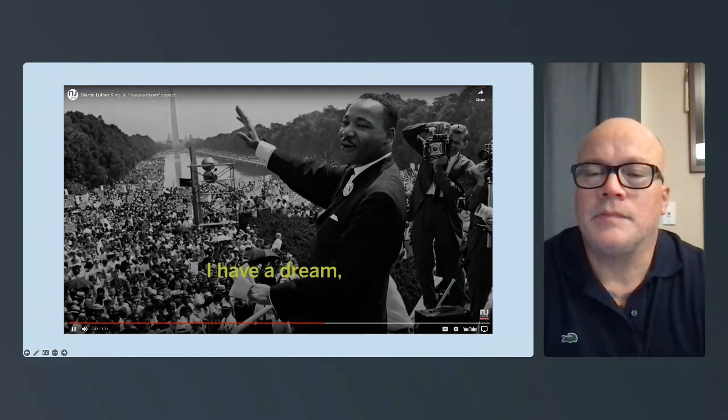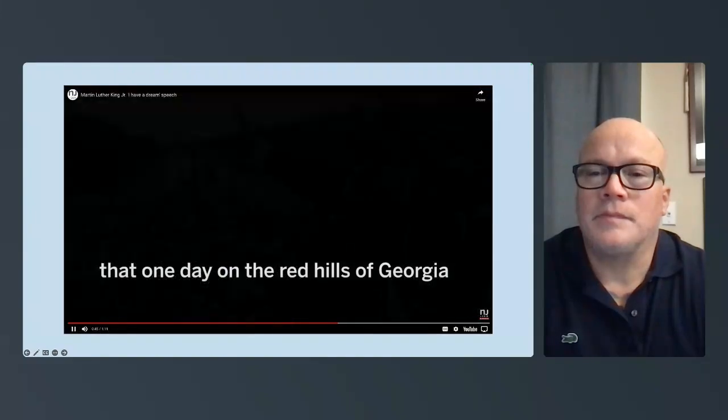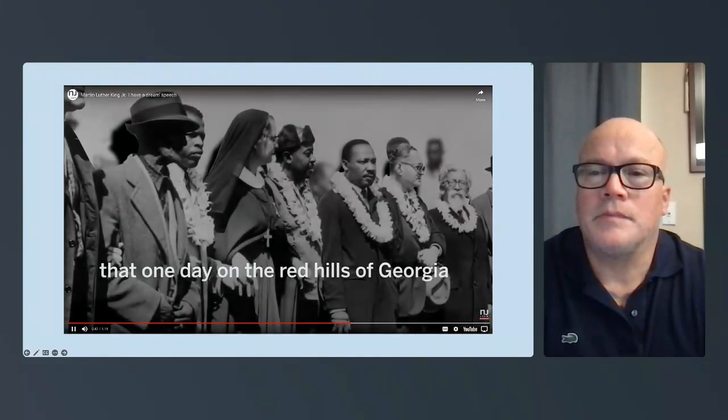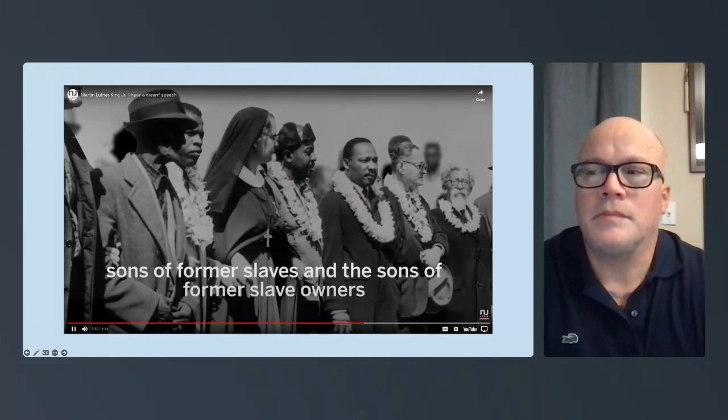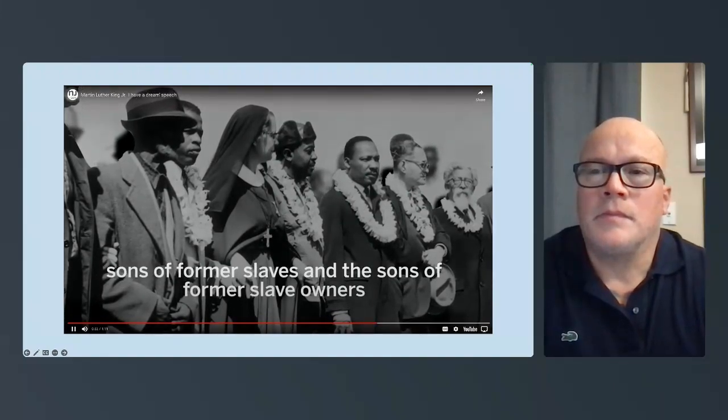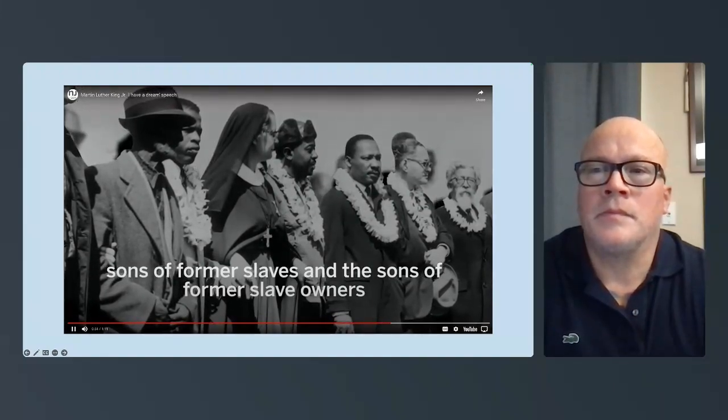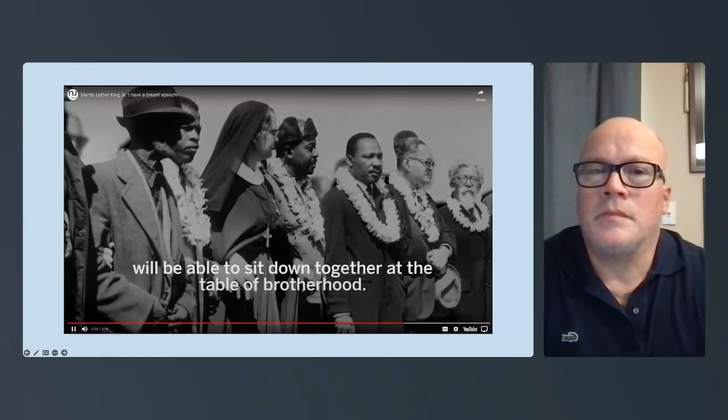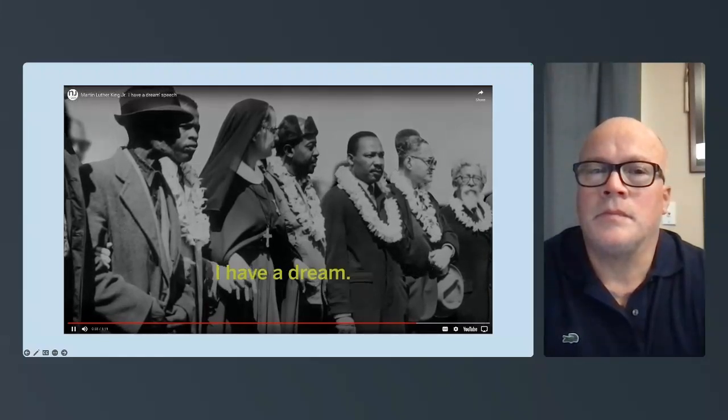I have a dream that one day on the red hills of Georgia, the sons of former slaves and the sons of former slave owners will be able to sit down together at the table of brotherhood. I have a dream.